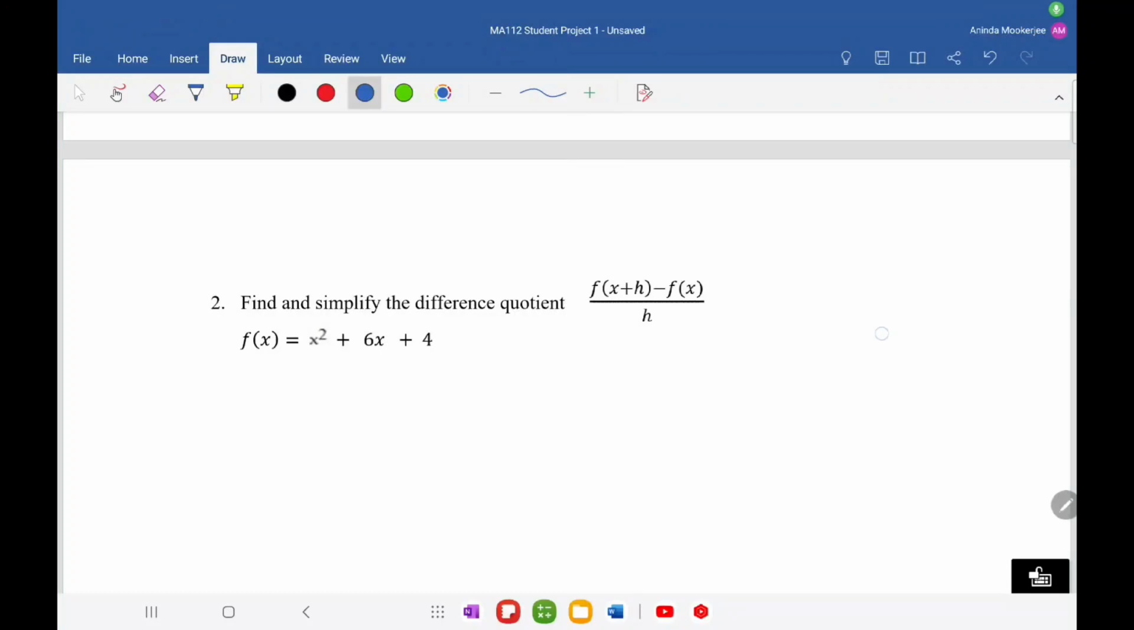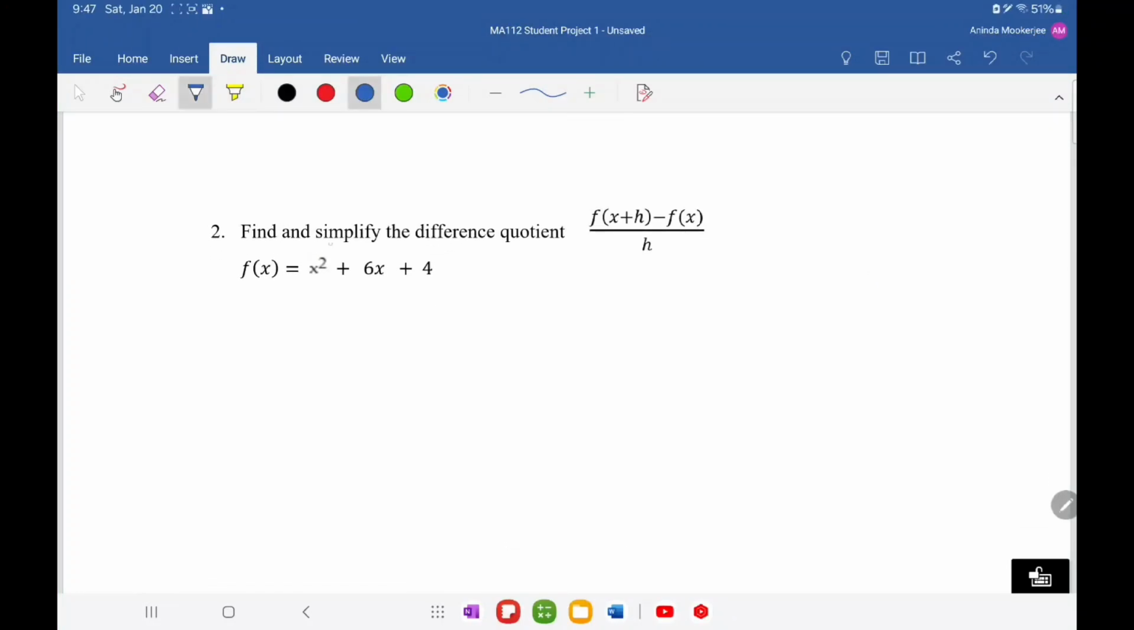Let's work on question 2 now. It says find and simplify the difference quotient f of x plus h minus f of x divided by h. So the function here given to us is f of x equals x squared plus 6x plus 4. So we first have to do an evaluation with f of x plus h.